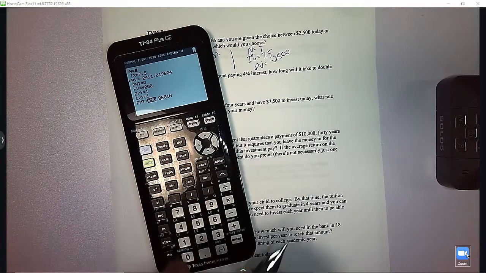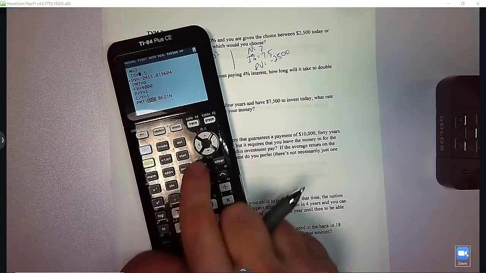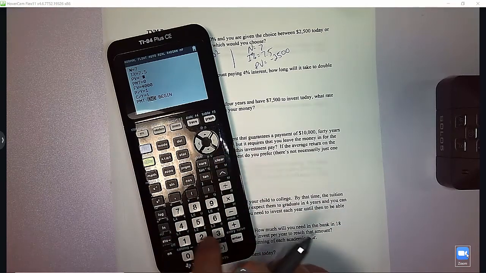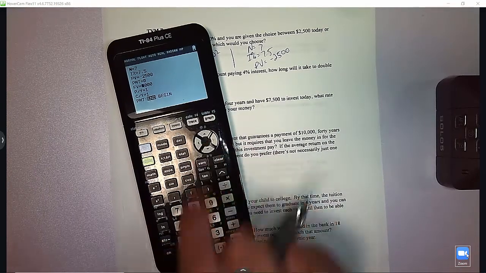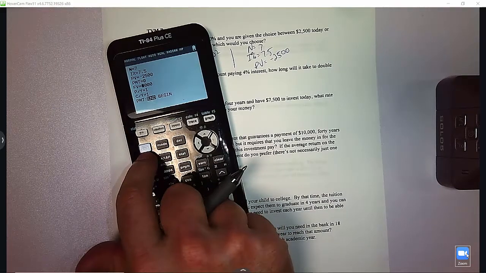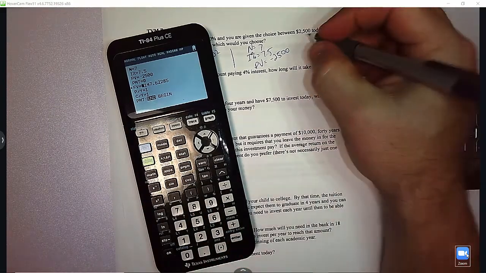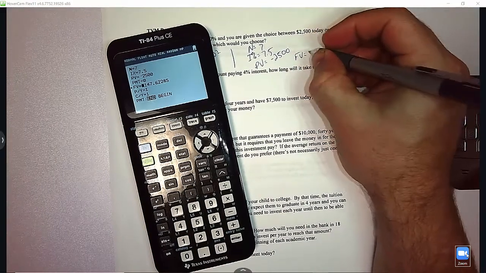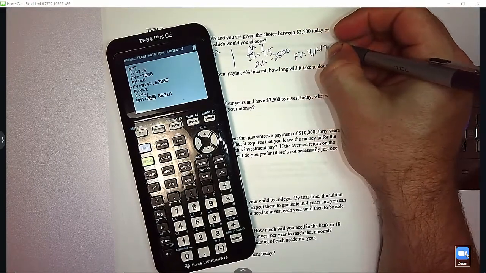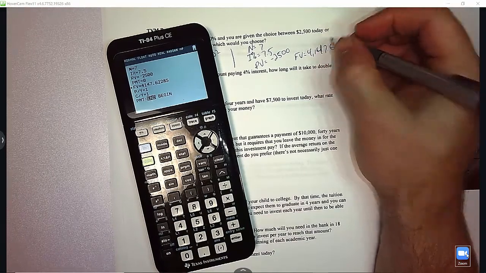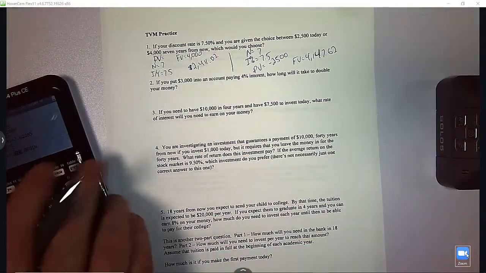So my N is 7. My interest rate is 7.5. My present value is negative 2,500. Now I'm going to solve for my future value again by pressing alpha and enter to get $4,147.62. So to answer the question here, which would you choose?